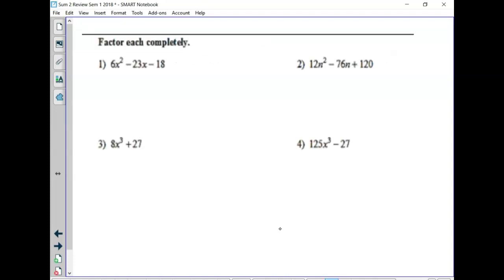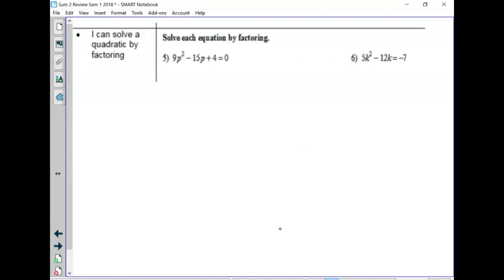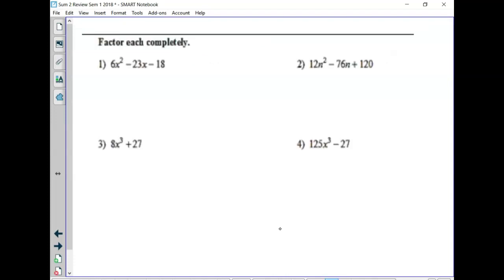What is the difference between 1 through 4 and numbers 5 and 6? Because I need to make a huge deal about this because people do this wrong. Okay. Yes. Do not solve these, right? Because they don't have an equal sign. Everybody good with that? I get answers to problems that don't have an equal sign. That's wrong.